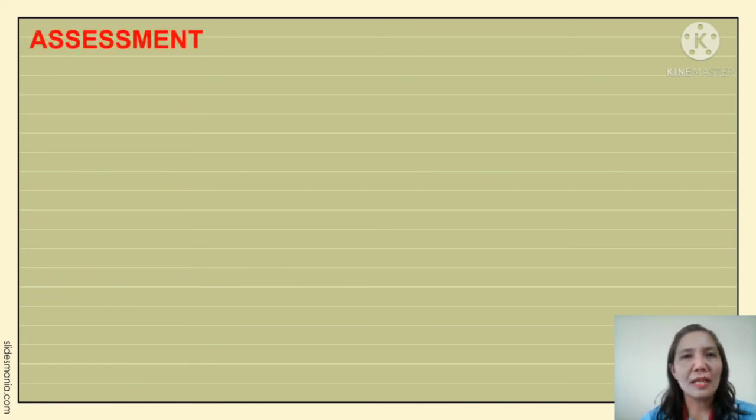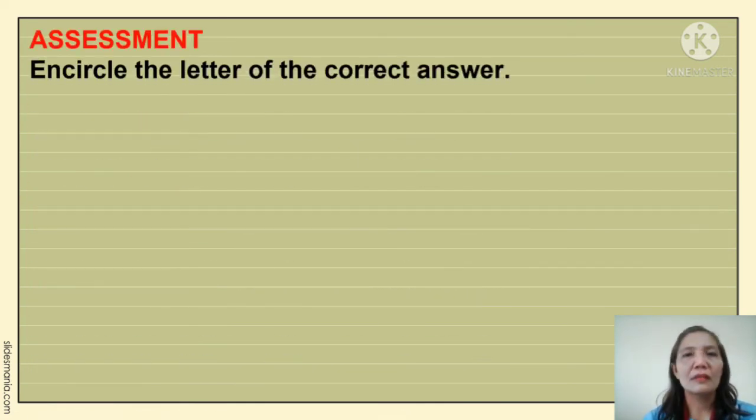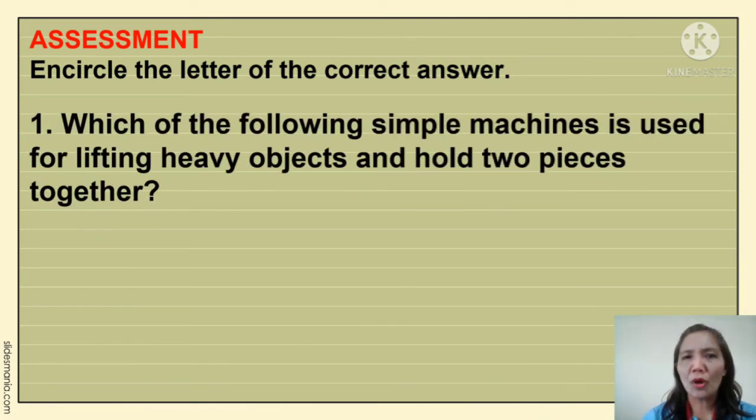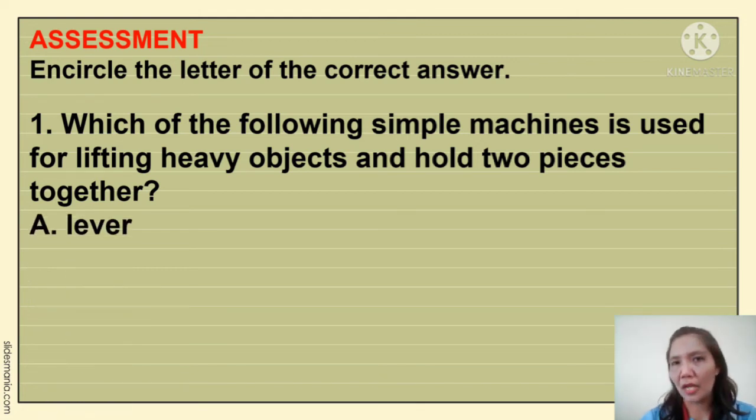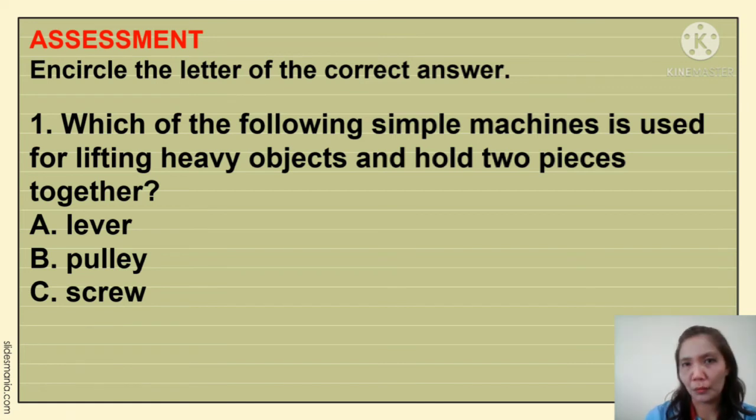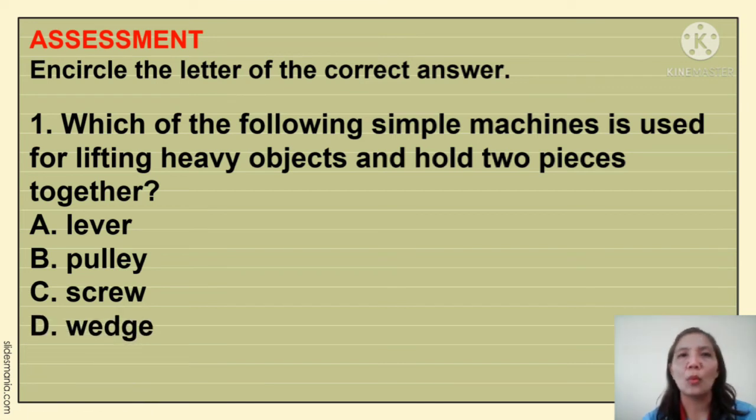This is the last activity. Direction. Circle the letter of the correct answer. Number 1. Which of the following simple machines is used for lifting heavy objects and holding two pieces together? Letter A, lever. Letter B, pulley. Letter C, screw. And letter D, wedge.